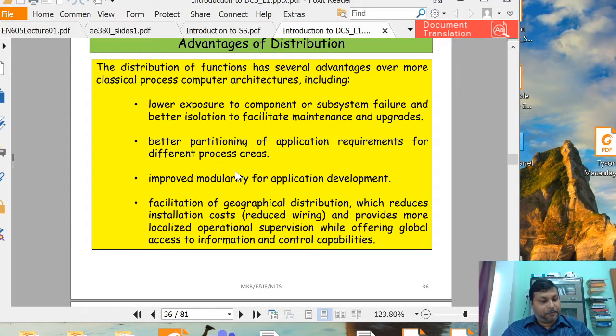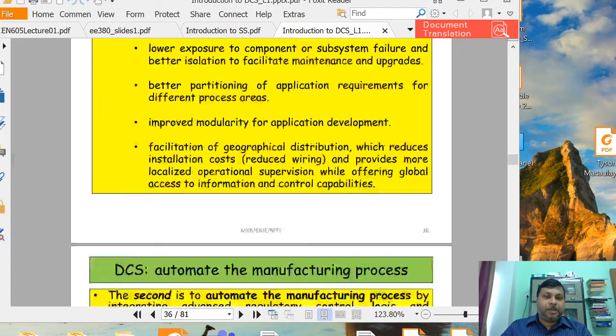Suppose some module is near the field, and from the field sensor the information goes there. In this way you can reduce the wiring. And it is not like you are losing the supervision of the whole system. Ultimately, though the operation is localized, all the operations will be supervised globally. So that facility you will also get by the distribution.